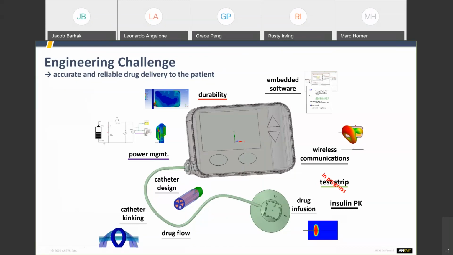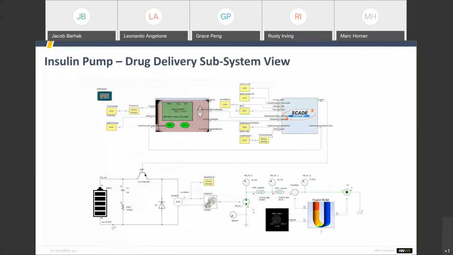It's been a really fun project for me, just being able to see how modeling and simulation can really help with our understanding of this device and its different elements, and then bringing those together, as you'll see in just a second, to optimize performance. So in this case, what we're going to develop is a digital system prototype of the insulin pump, and specifically in this case, the drug delivery subsystem of the pump itself.